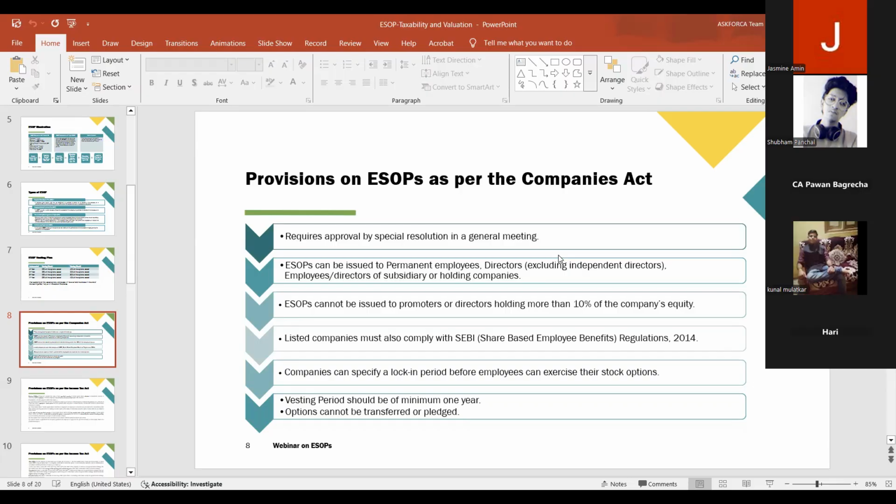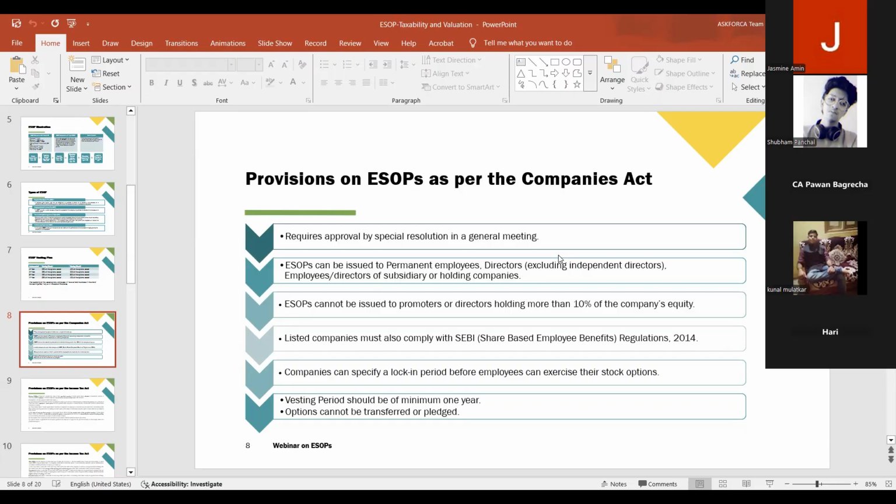ESOP cannot be issued to a promoter director holding more than 10% of the equity, because they are the promoters and they already have 10% of the equity, so it's not allowed as per the Companies Act. If it is a listed company, then the company has to comply with the SEBI regulation 2014. And as per the Companies Act also, the company can specify lock-in periods. It's not mandatory after the exercise period, and the vesting period should be a minimum of 1 year. It can be more than 1 year, but it should be a minimum of 1 year as per the Companies Act.